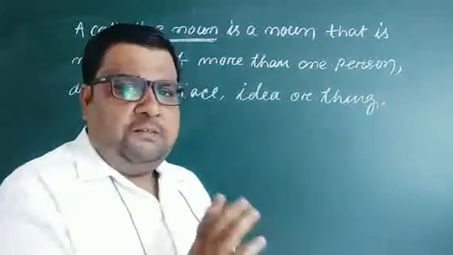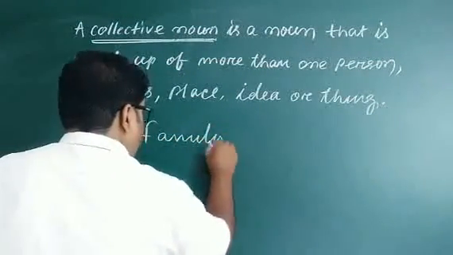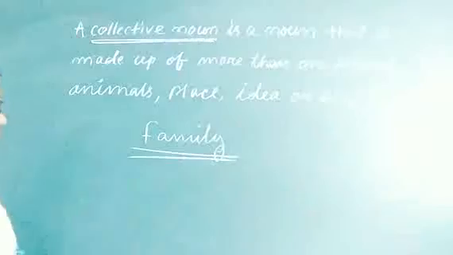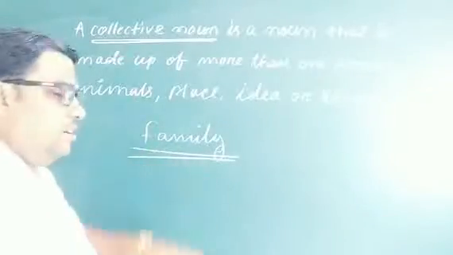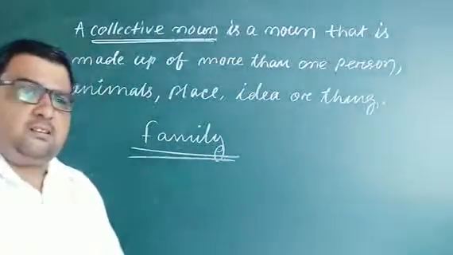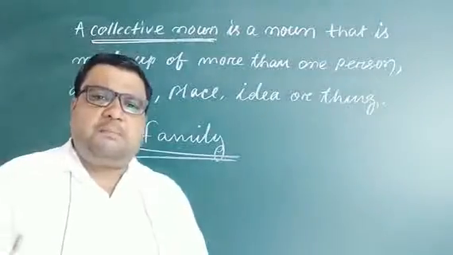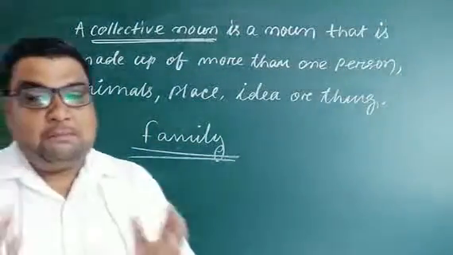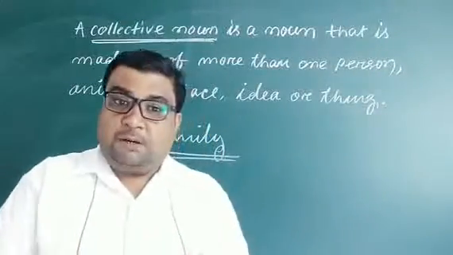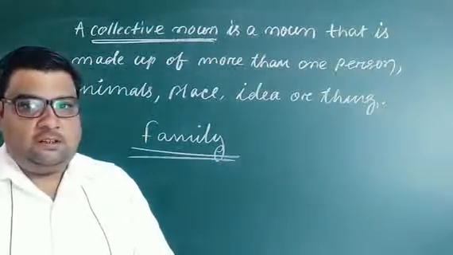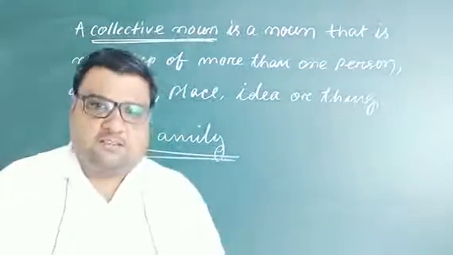For example, family. Family is a noun. Family is a collection of many members: father, mother, grandfather, grandmother, uncle, auntie, brother, sister. Many members are there in your family. So, family is a collective noun. Family stands for 1 unit or group, but consists of more than 1 person. In your family, there is not 1 person. There are more than 1 persons in your family.